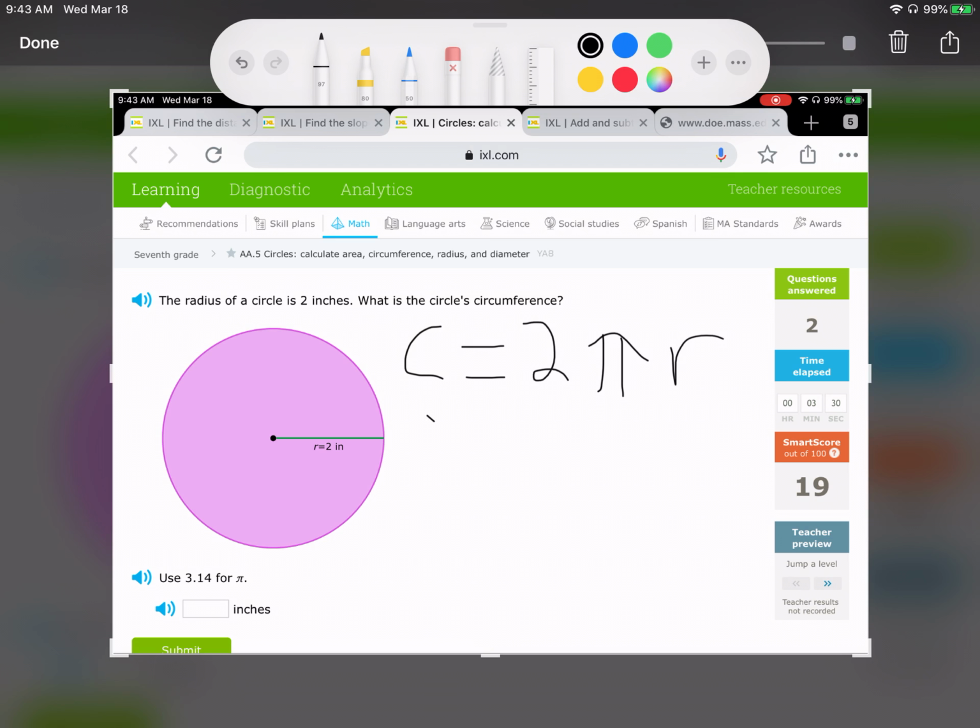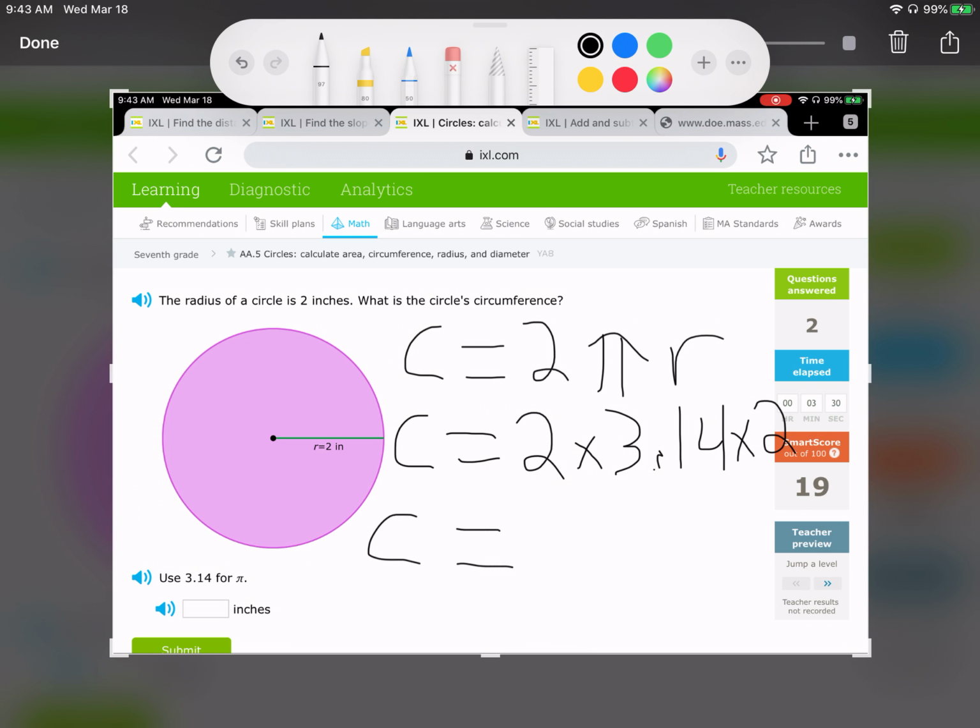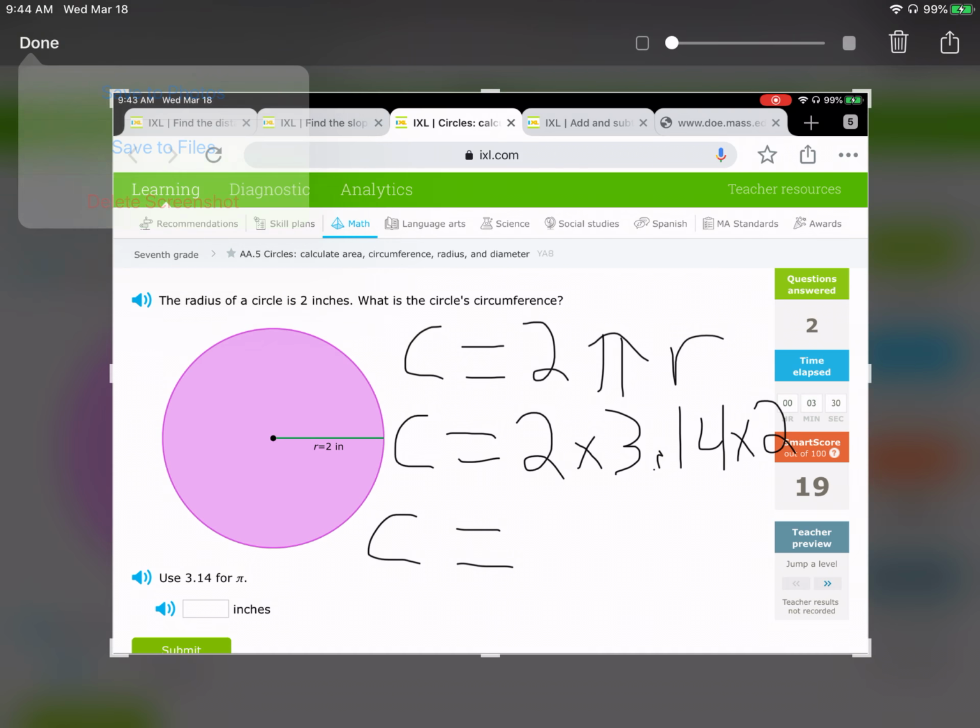So I don't know the circumference. I know what 2 is, times 3.14, times, I'm running out of space, times 2. So that becomes a calculator problem because C is already alone. The other side is just 2 times 3.14 times 2, and that's going to give me 12.56.